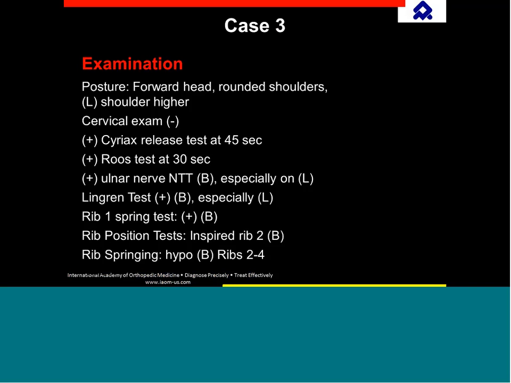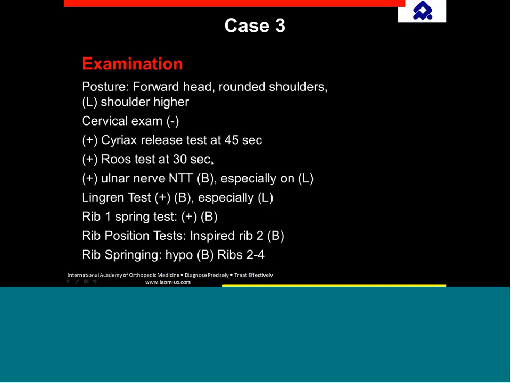Remember we talked about this nice lady who has the symptoms down her arm into her hand, and we're talking about posture, forward head posture. We find that she's got a left shoulder slightly higher. She's got a negative cervical examination. This release test that I just mentioned is positive.